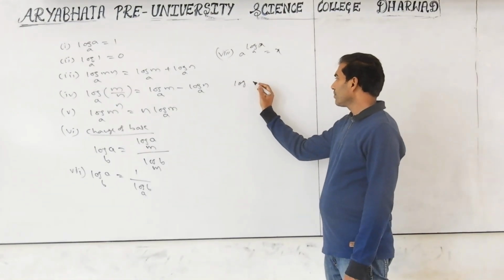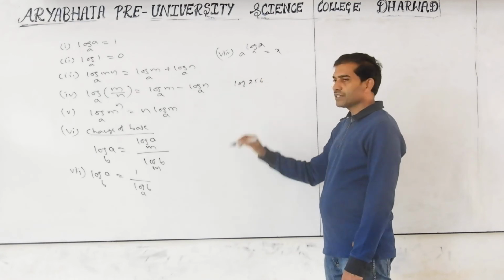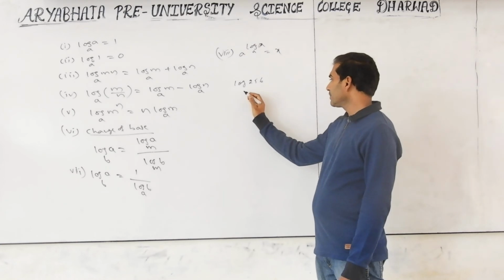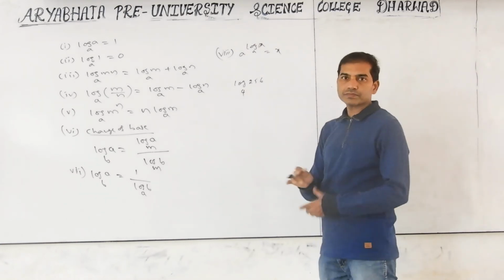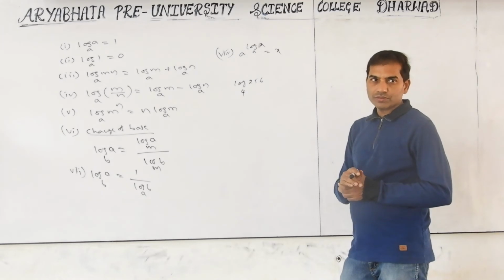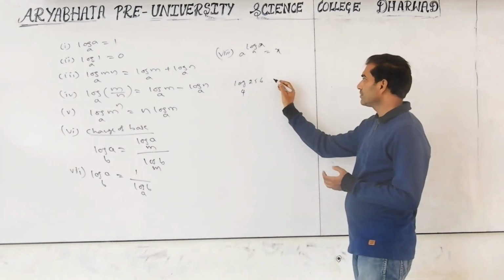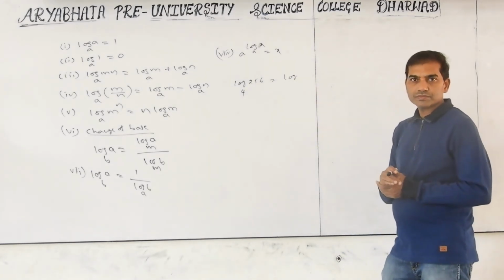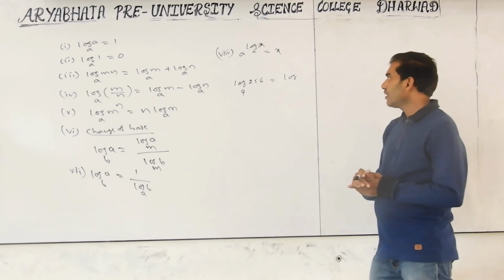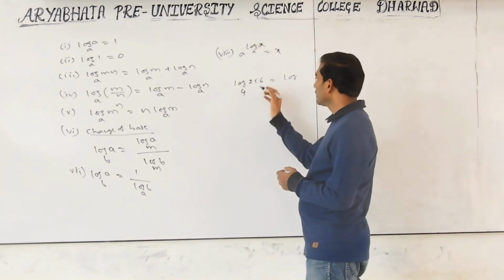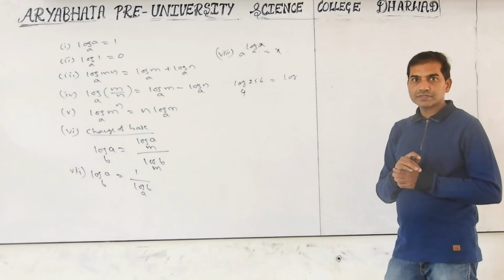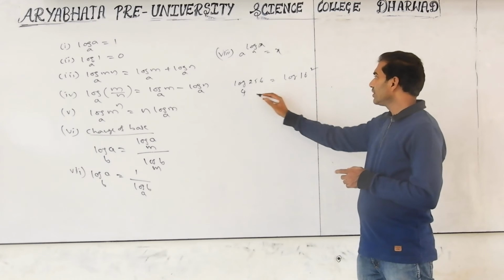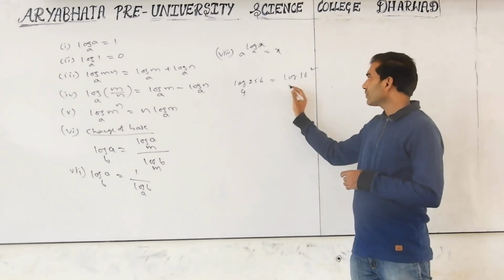Log of 256 base 4. How can we find this? Log of 256 in terms of 4 or 16. 16 square is 256, so we can write 256 as 16 square. And 4 we can write as 2 square.